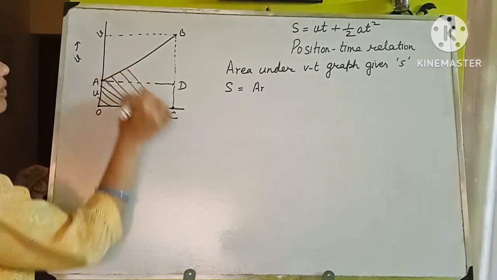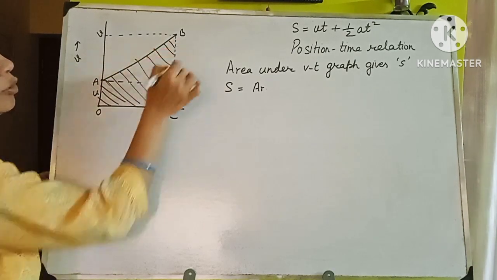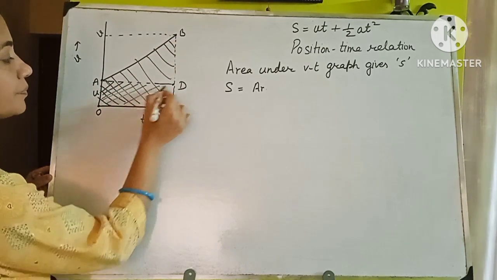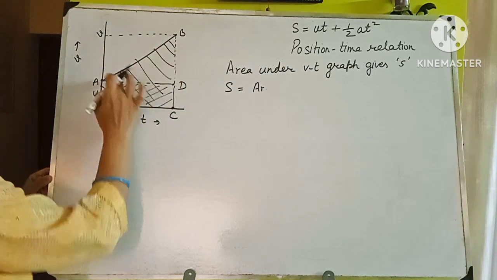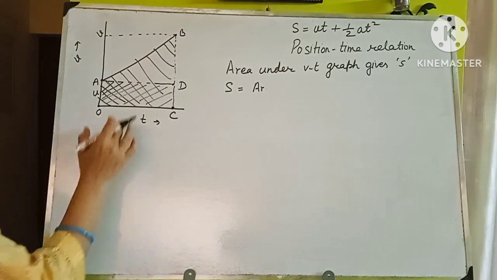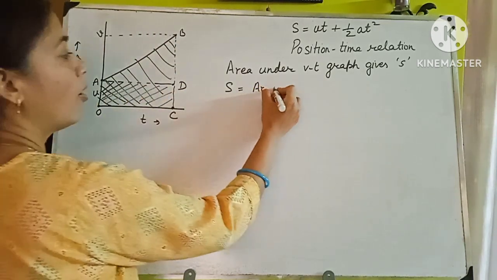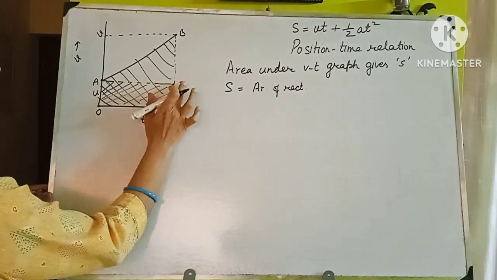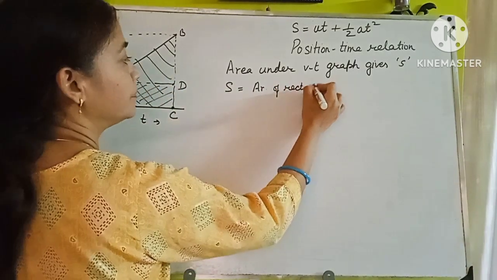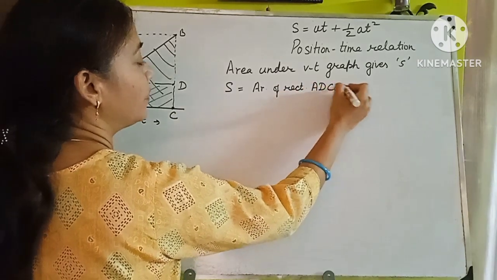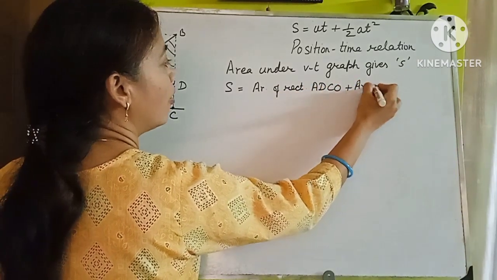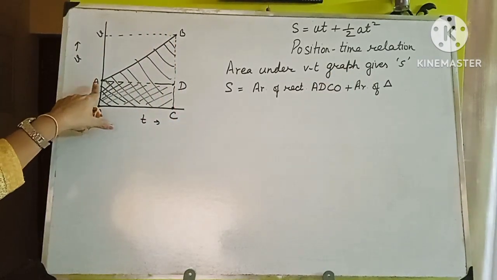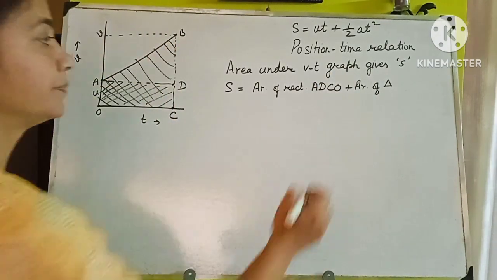What you have to do is divide this area into two parts. One is the rectangle, and another is this triangle. So we'll take the area of the rectangle, name the rectangle ADCO, plus the area of the triangle. Name the triangle: ABD.